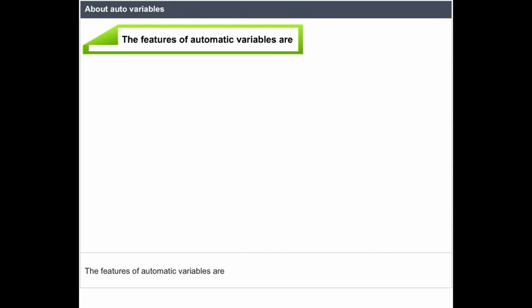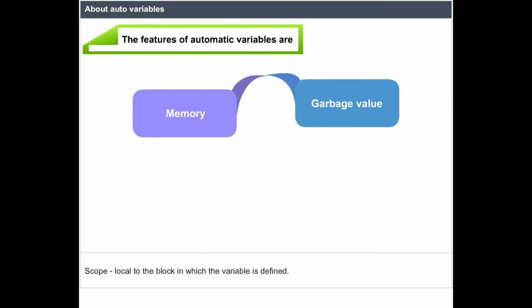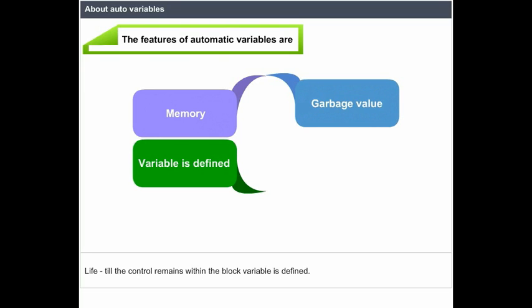The features of automatic variables are: storage, memory; default initial value, an unpredictable value which is often a garbage value; scope, local to the block in which the variable is defined; life, till the control remains within the block in which the variable is defined.